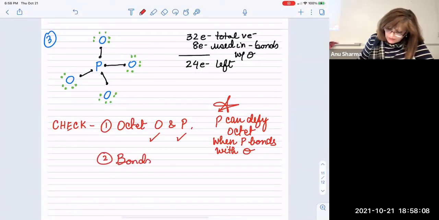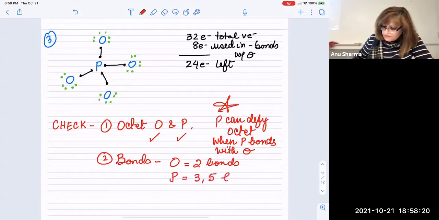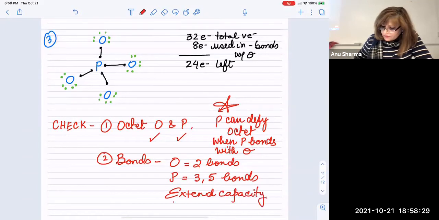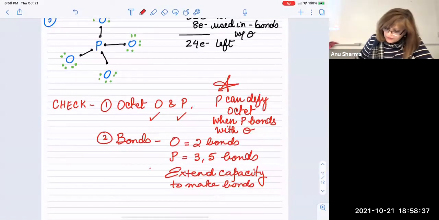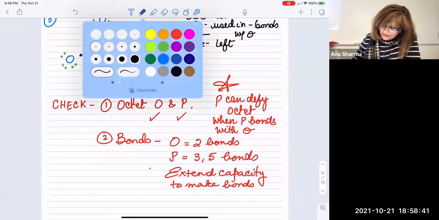The need to make the bonds. Is it met or not? Oxygen will be very happy if it makes 2 bonds. And phosphorus can make 3 bonds, but phosphorus can also make 5 bonds. So it can extend its capacity to make bonds. And why that happens, I've explained it in the video. There's no end in chemistry. You can keep going on and on.